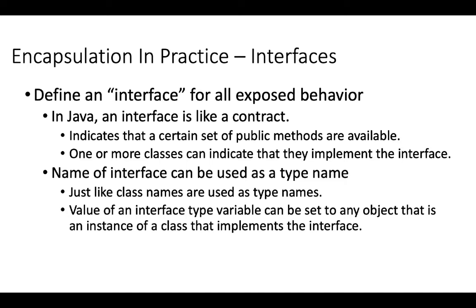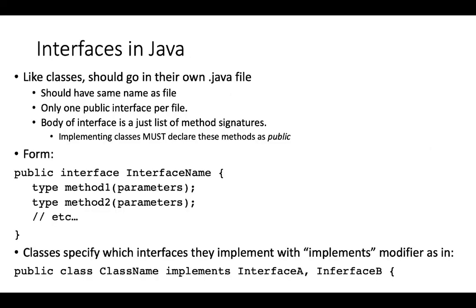That interface name, right, can be used as a type name, just like class names can be used as a type. As long as the object is an instance of a class that implements that interface, we can refer to that object via the type name that is the interface name. Right? So the actual syntax here, instead of class, is the interface keyword.